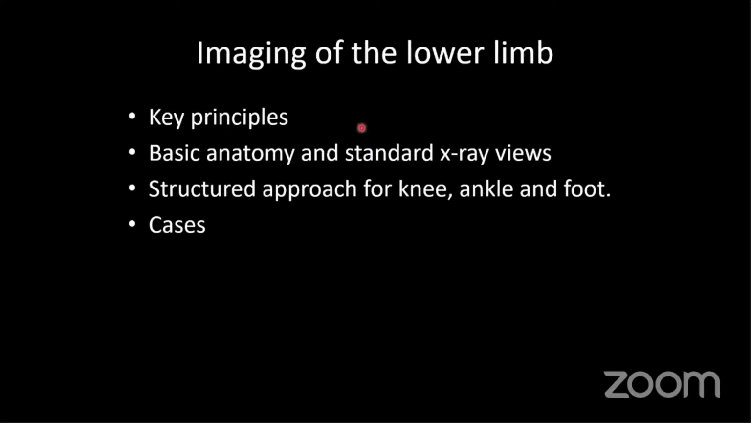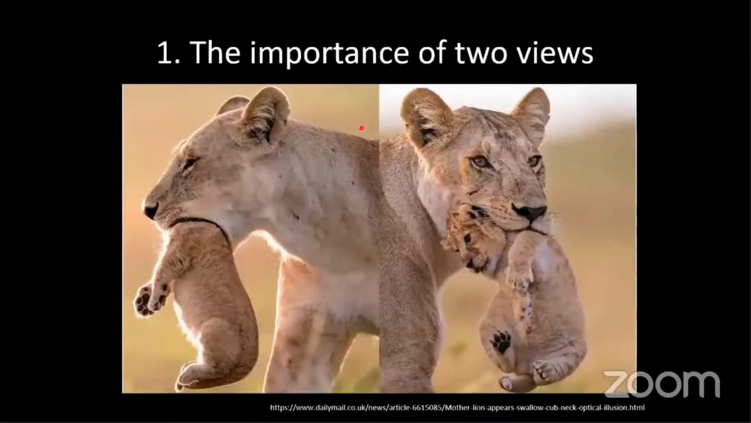Starting out with some basic principles. The most important thing that I want you to take away from this talk is that you need two views to exclude a fracture. As you can see here, there's a slightly silly photo of a lion holding a cub, and on the left it looks like the lion has swallowed the head of its cub, but with an orthogonal view, so you rotate the view 90 degrees, you actually get a better idea of what's going on.